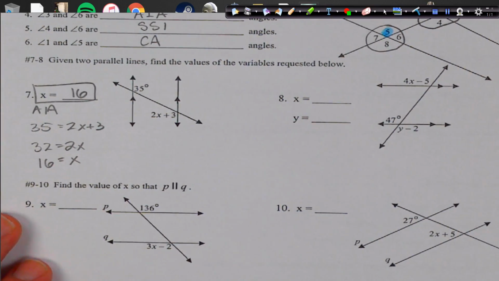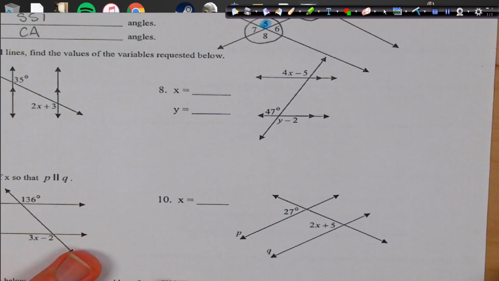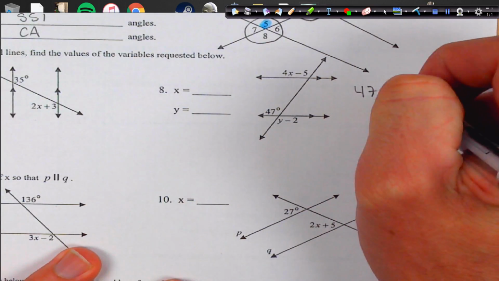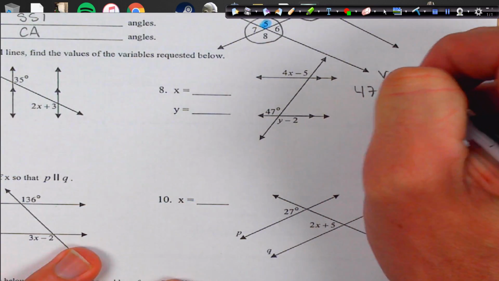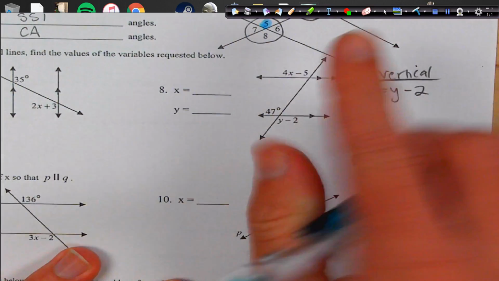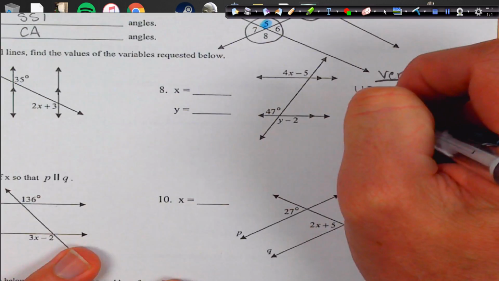Number 8. Again, we have parallel lines, so we're going to create two equations for number 8. 47 and y minus 2 are going to be congruent because they are vertical. And we're going to go ahead and add 2 over, and we're going to get 49 equals y.